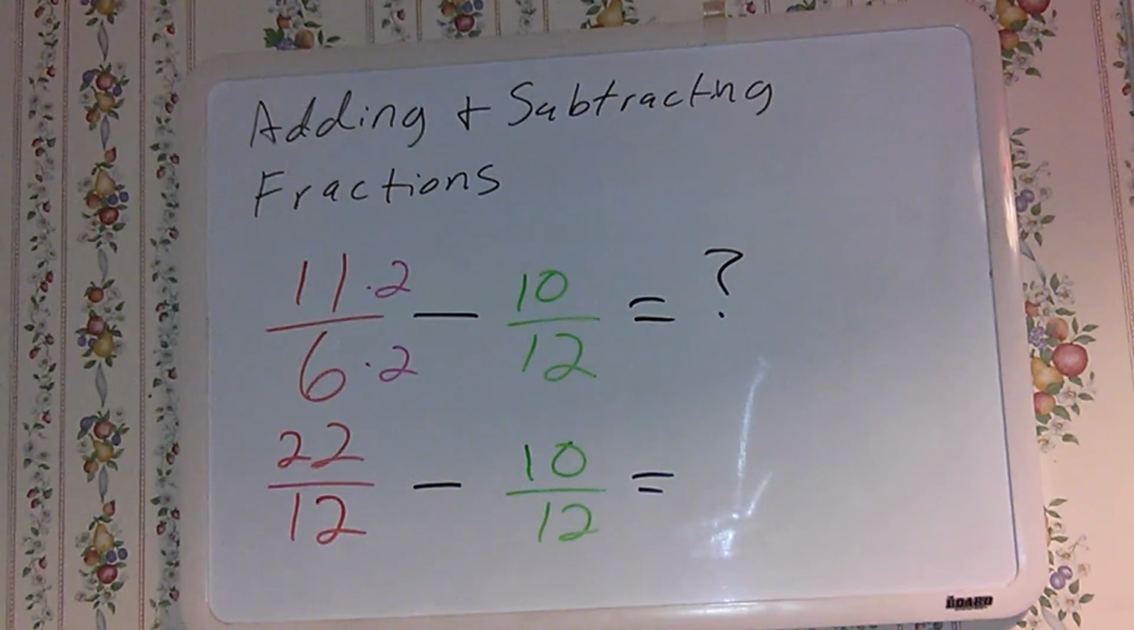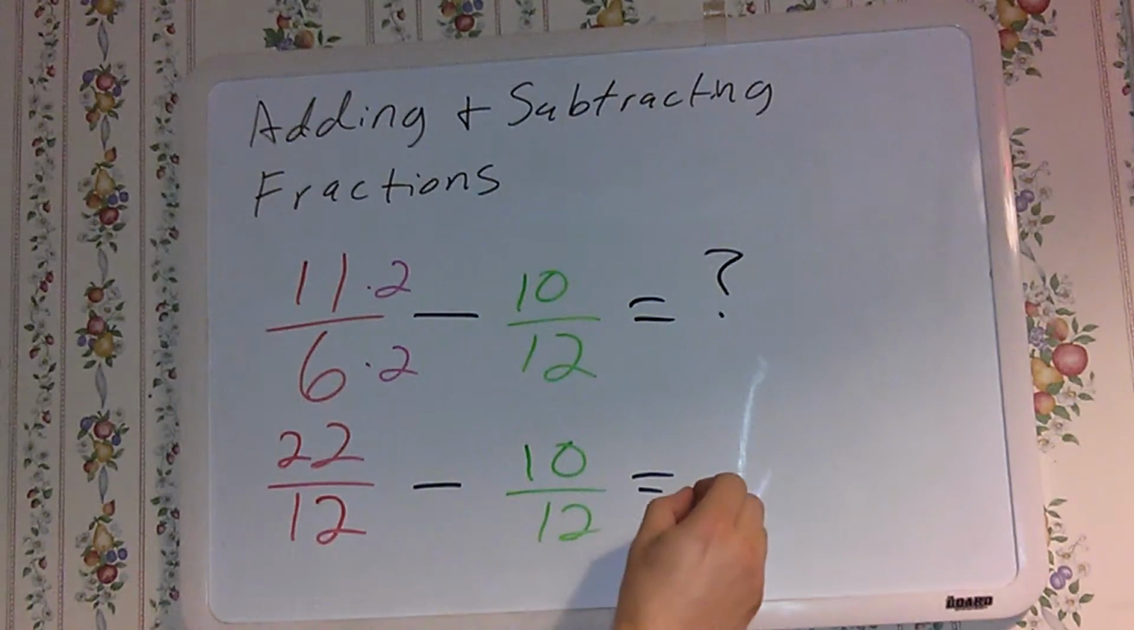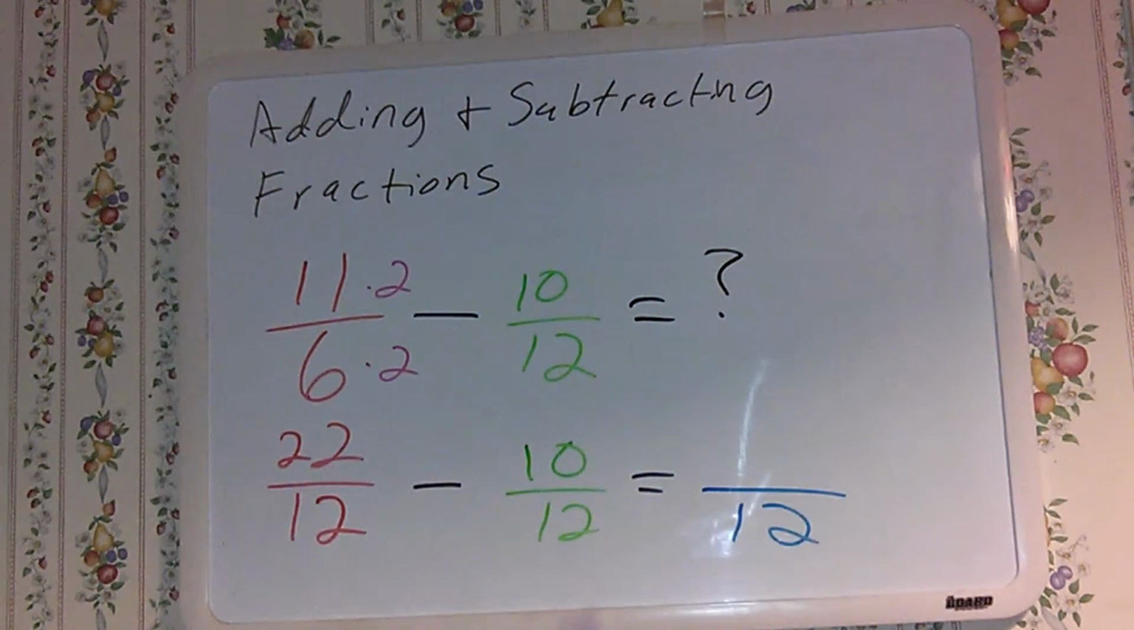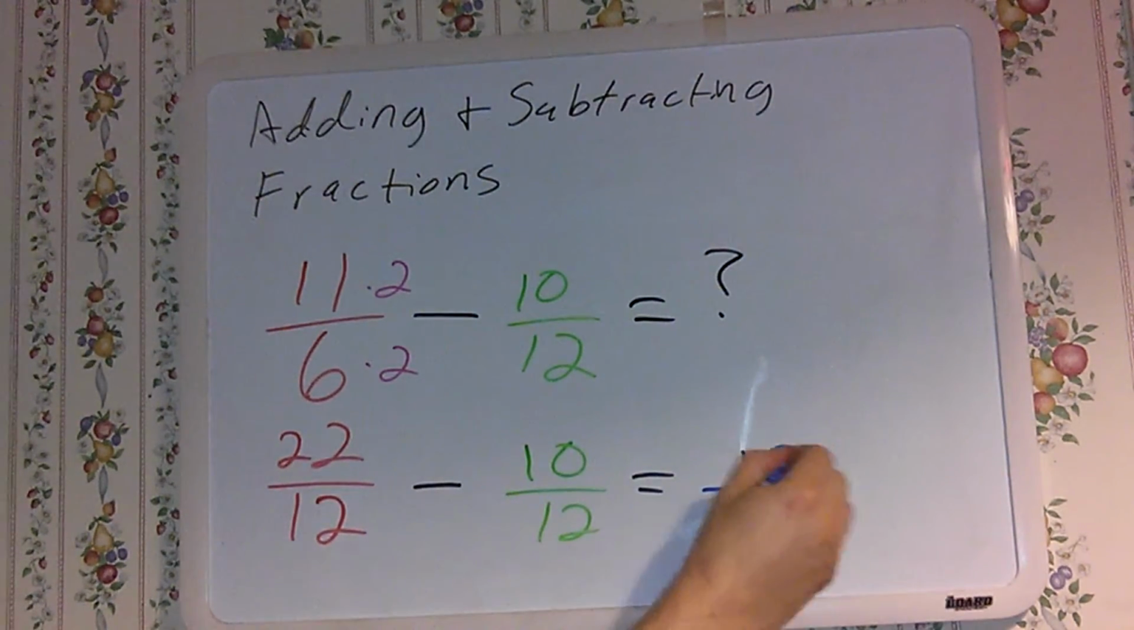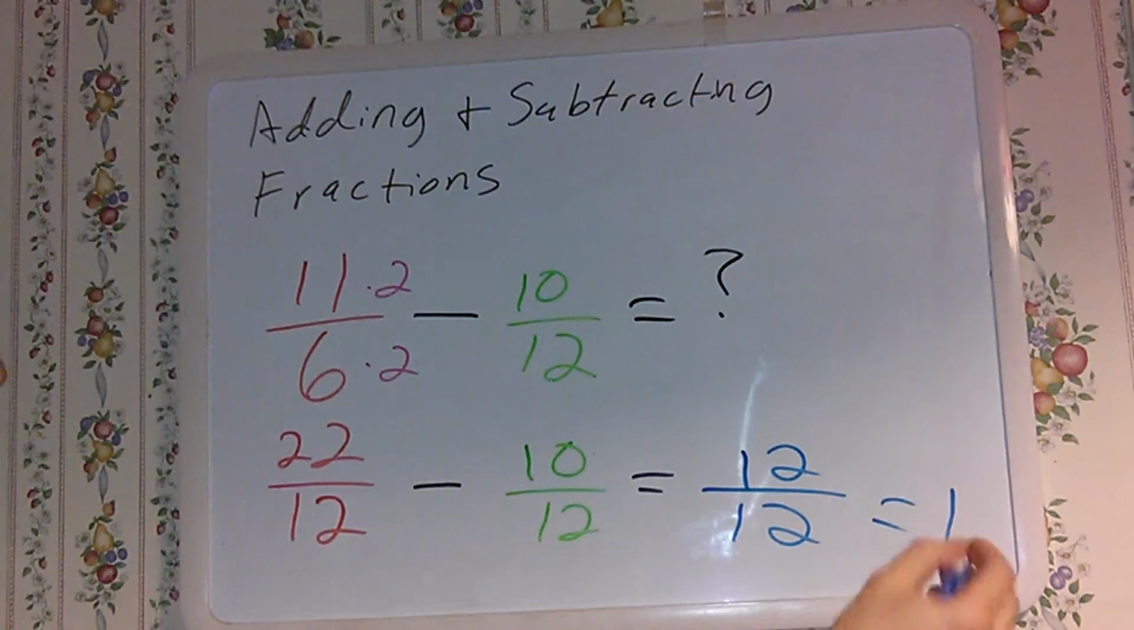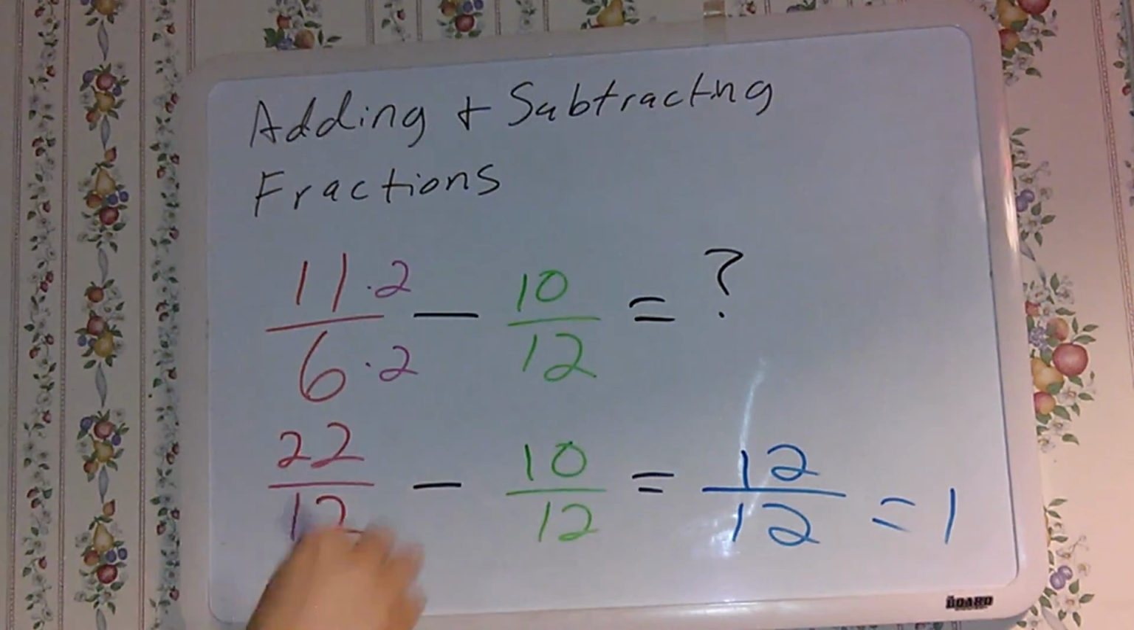Now, our bottom numbers are the same, so we know in our answer that this is going to be 12ths because we have a 12 here. Now, all we have to do is subtract the top numbers from one another. 22 minus 10 happens to be 12, which is anything over itself, so that's 1. But again, the point is getting this concept of finding your common denominator and subtracting.